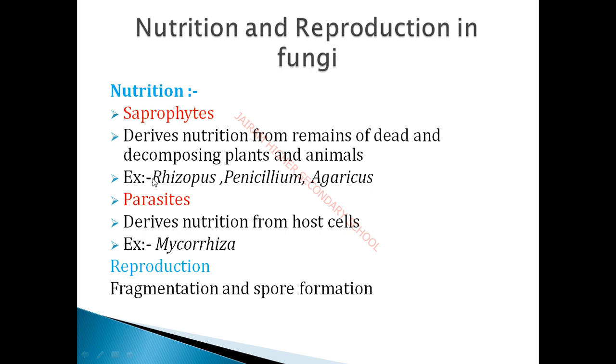So example of saprophytes are Rhizopus, Penicillium and Agaricus. So next, coming to parasitic mode of nutrition. So parasites, it is unable to prepare its own food, so it always depends upon the other cells for its food. So it's completely depending upon other cells for its food. So it derives its nutrition from host cells.